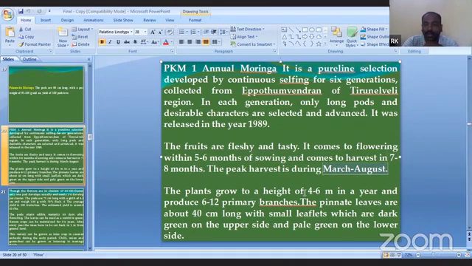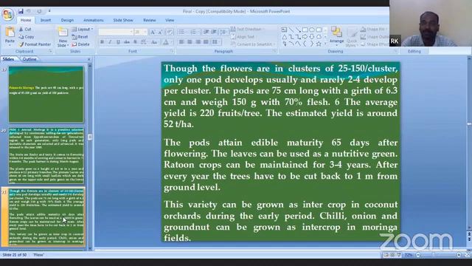The plant grows 4 to 6 centimeters in height in a year. Suppose this is annual, but we maintain it for 3 years, 4 years. When the fruit is lower, then we go further. Then once we cut everything, then plough, then plant. It produces 6 to 12 primary branches. So these are the tree characteristics. But fruit production is more compared to all other hybrids.